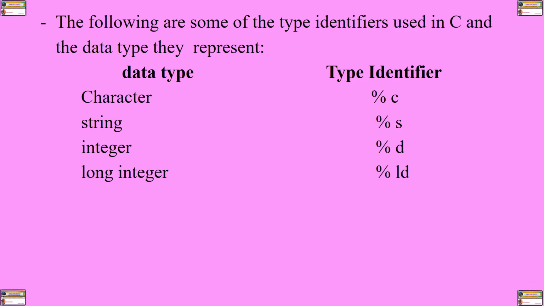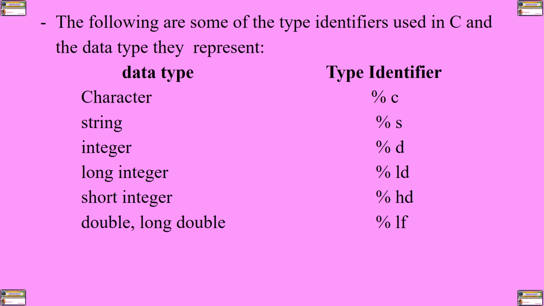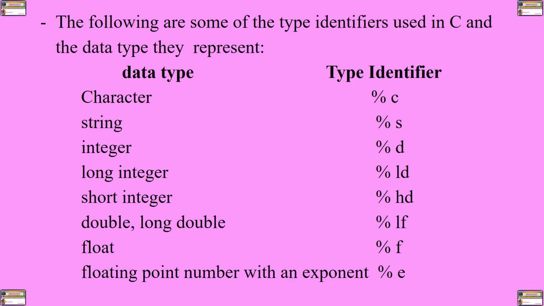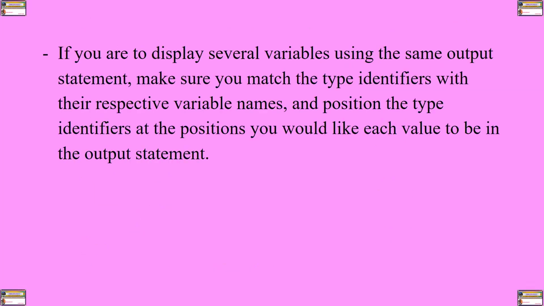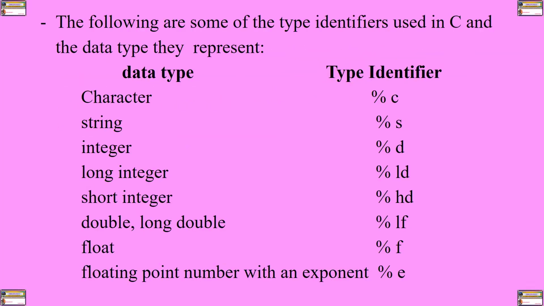For long integer, %ld. For short integer, %hd. For double or long double, we have %lf. For float, %f. Floating point number with an exponent, %e. So those are the type identifiers.